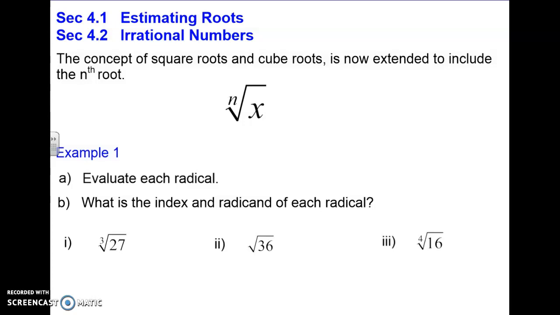Welcome to section 4.1 and 4.2. We're going to start talking about estimating roots in irrational numbers.